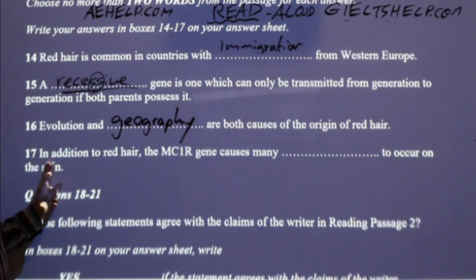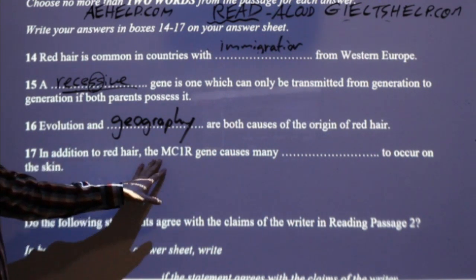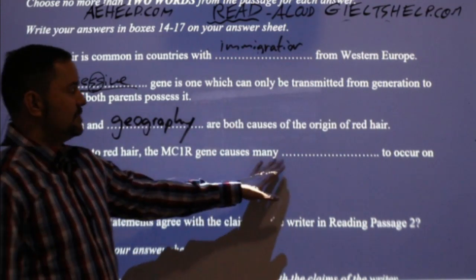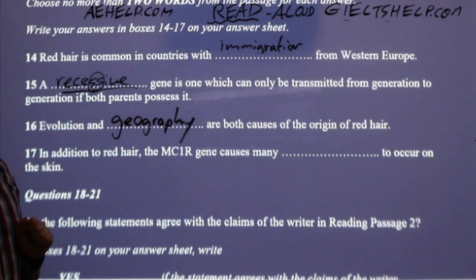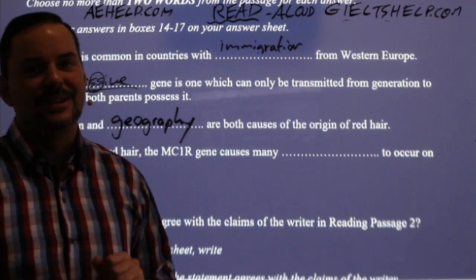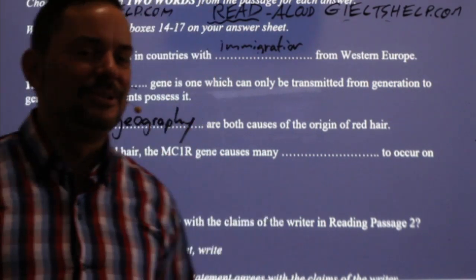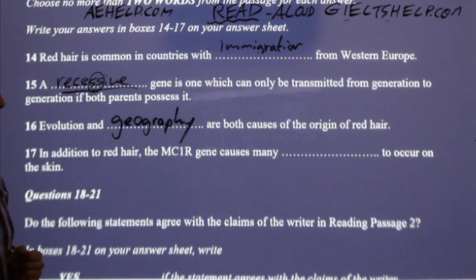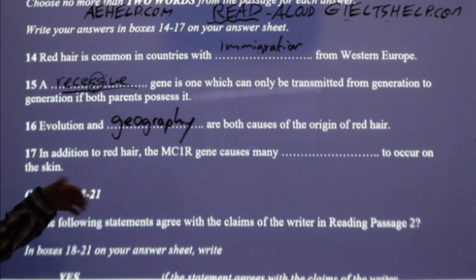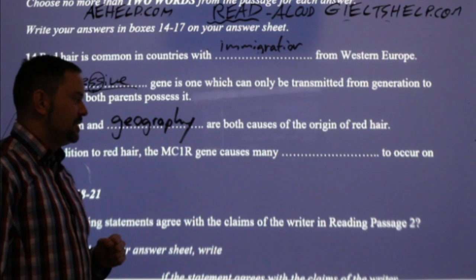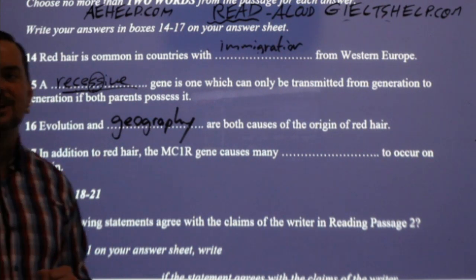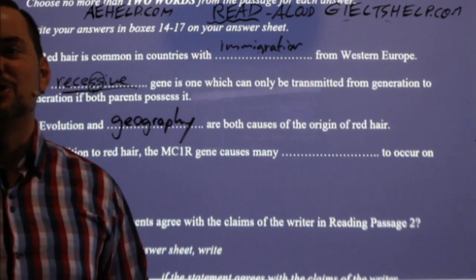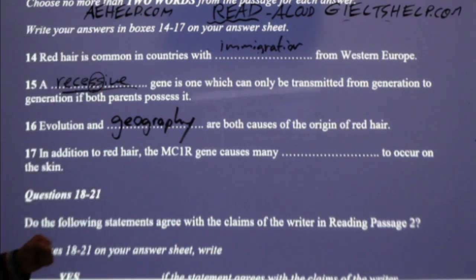Okay. In addition to red hair, the MC1R gene causes many something to occur on the skin. Now, if some of you know this vocabulary, I think you can just say it. If you don't, you'll have to think about it, but you're probably picturing it in your head. So in addition, if you think of Wendy's, any of you seen that burger franchise? It's kind of big, not as big as McDonald's or Burger King, but it's a big franchise. It's not, Roshni, it's not a bruise on the face or on the skin.